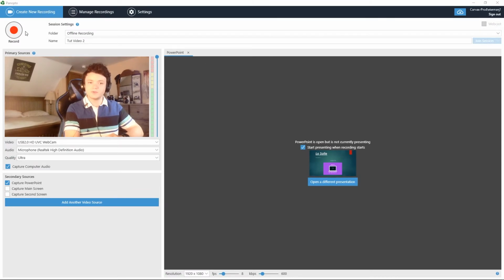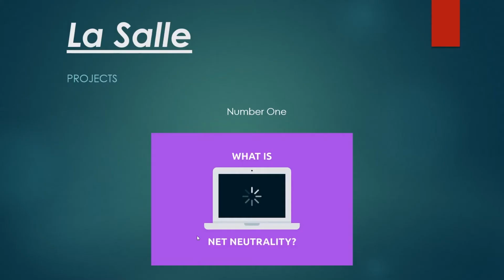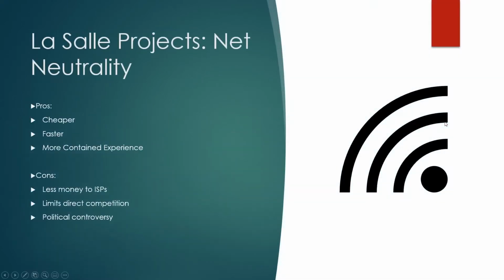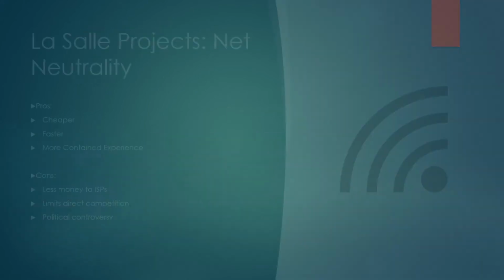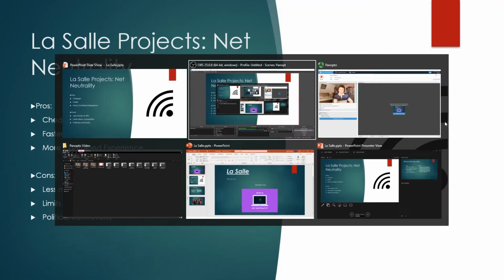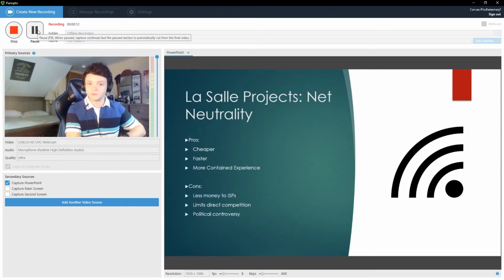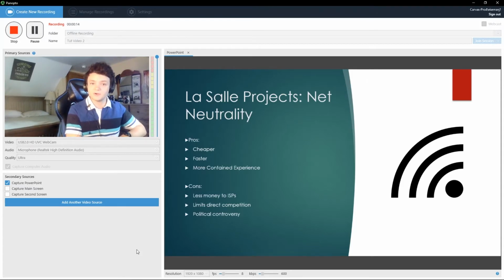When I click the record button, you'll see that the PowerPoint presentation loads up in full screen. I can click through, I can use my arrow keys or spacebar to navigate between the tabs, but I cannot see what my camera looks like. But if I go back to Panopto real quick, you'll see that I am in fact recording and that my camera and microphone are being picked up.